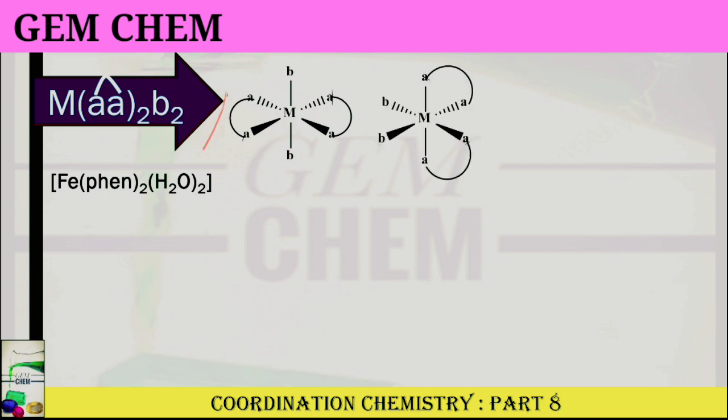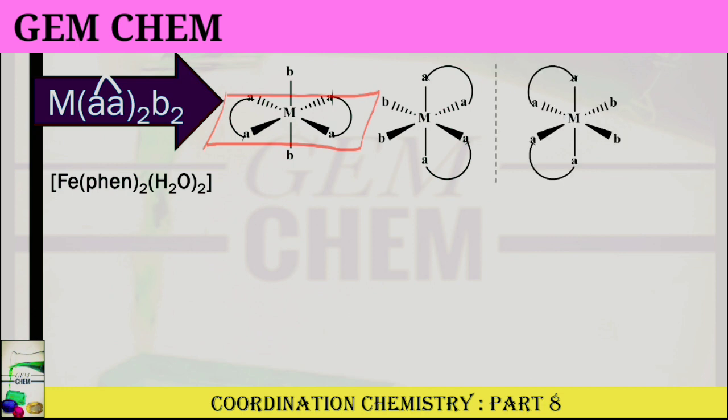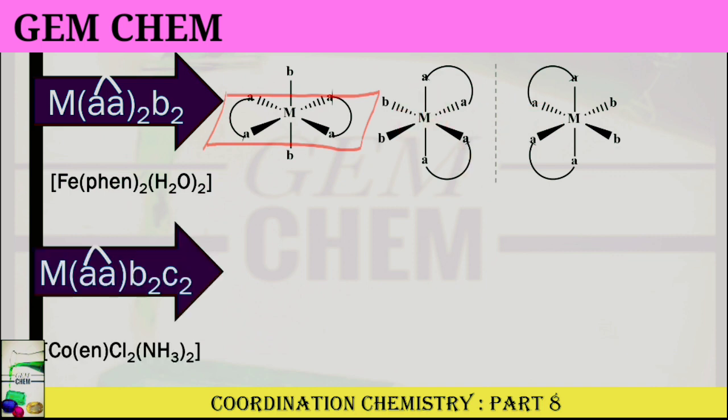So here you can see that there is a sigma plane, whereas in the second case you are not going to get any type of symmetry element. So you can hope that it will be optically active. So here it is having an enantiomeric pair to each other, and the mirror image which you have obtained is non-superimposable to this one.